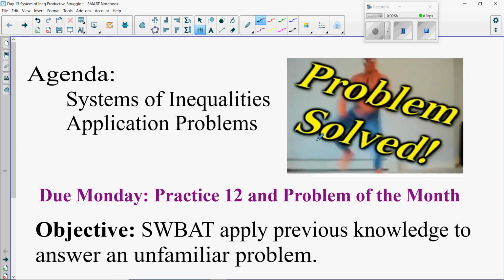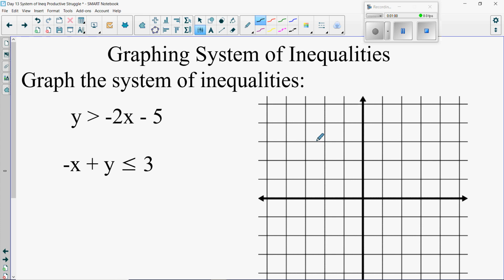So we're going to start just with systems of inequalities. So the question is to graph the system of inequalities. First thing we've got to do is remember, how do we graph an inequality, right? Just one, never mind the system. Well, it's very similar to graphing a line. So let's do this first one in red.